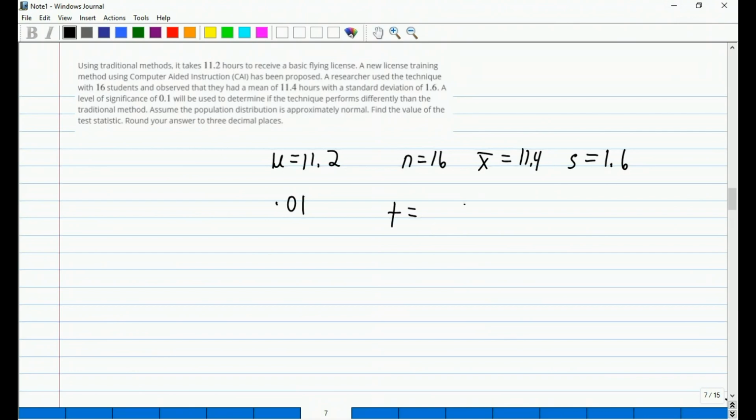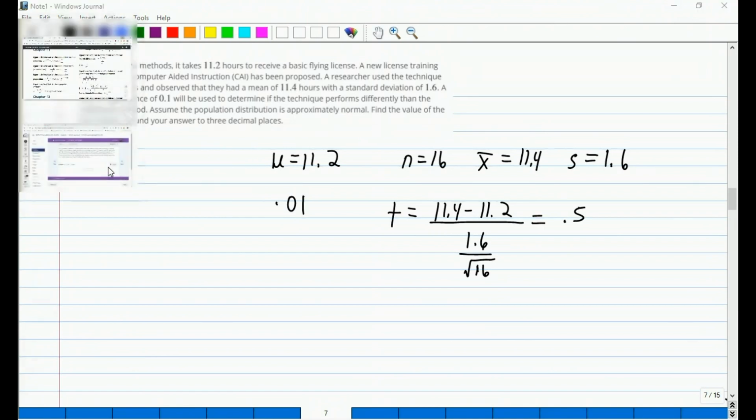It's going to be equal to 11.4 minus 11.2 divided by 1.6 over the square root of 16. Well, we know that the square root of 16 is 4. So let's punch that in the calculator. It says round to 3 decimal places. All right, and it actually came out to be a really pretty answer. I got 0.5, so there's no rounding needed. That's my answer.